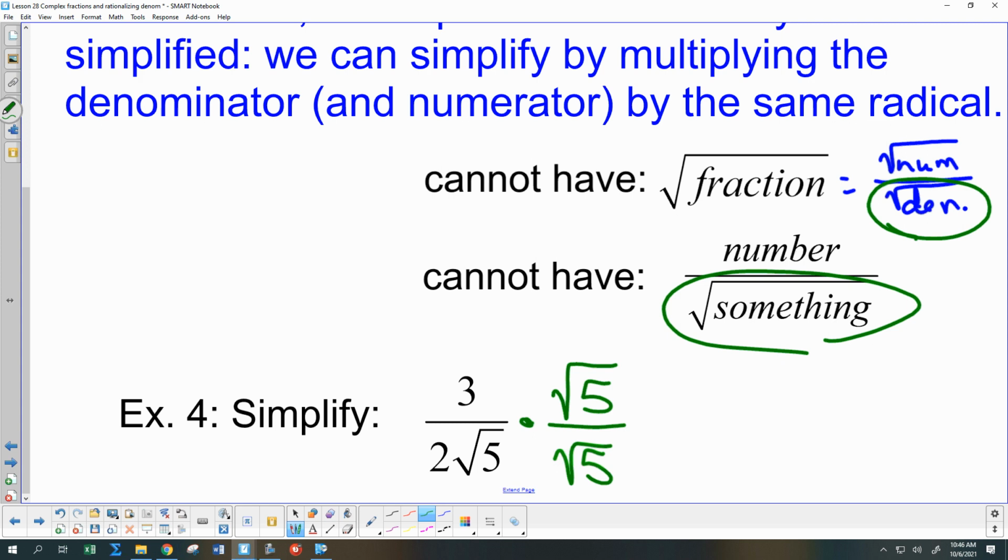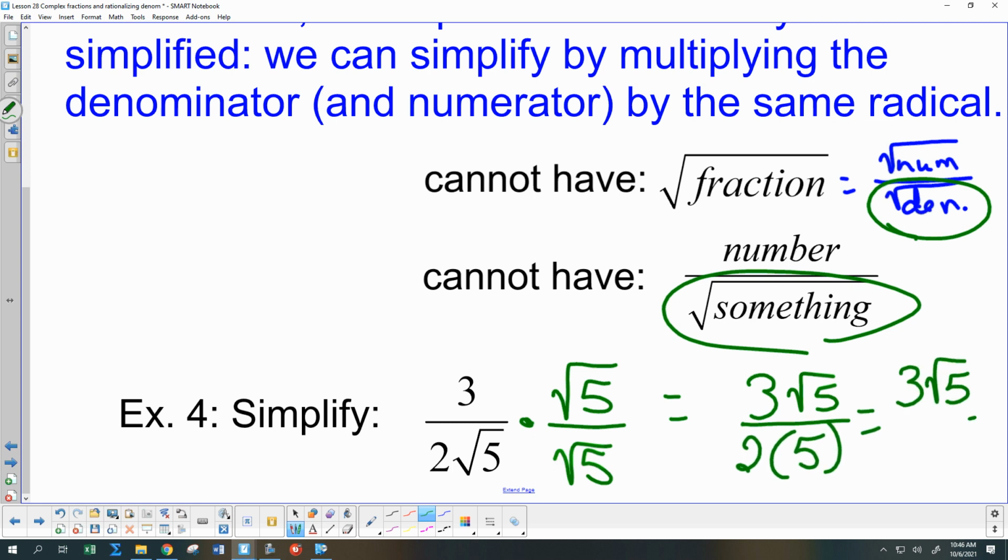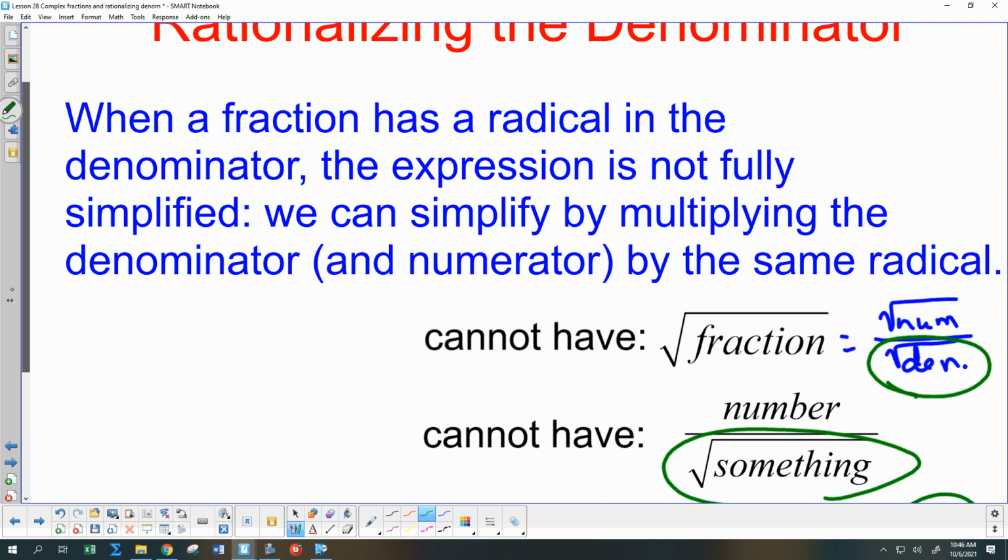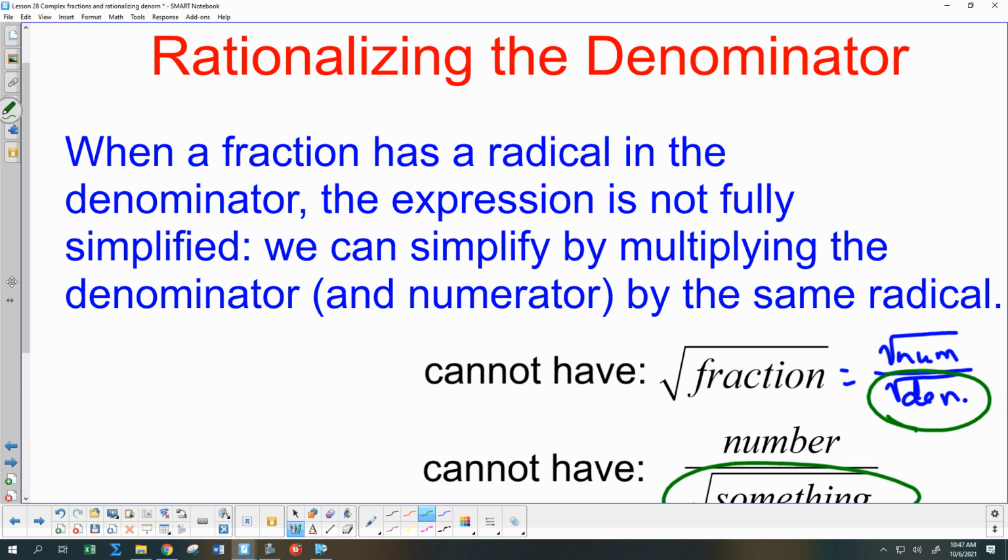So if we do that, then we get 3 root 5 in the numerator. In the denominator we have the 2. What's root 5 times root 5? It's a regular 5. So we have 3 root 5 over 10 as our simplified answer on that. So that's what we have up here. We multiply denominator and numerator by the same radical to get rid of whatever that radical was in the denominator.